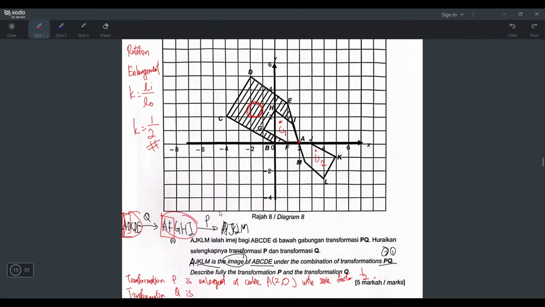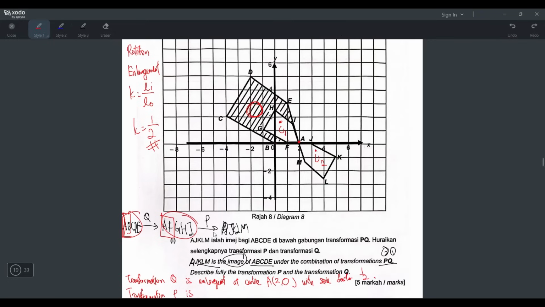Okay, transformation Q is what? Oh my god, I was wrong already. This one is Q mah. Oh my god. So this one is Q. Ini baru P, right? So make sure in the exam you don't make the mistake like me. And let me tell you how I realized my mistake. It's because of this arrow.